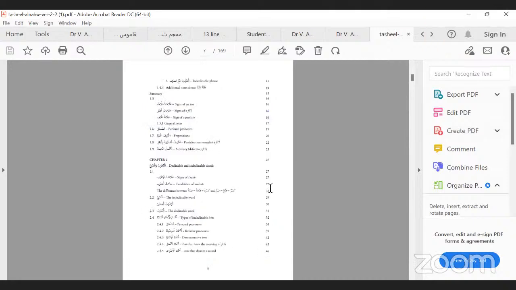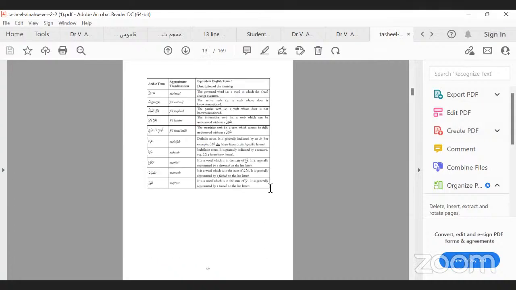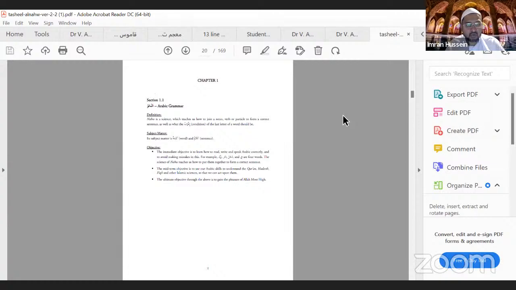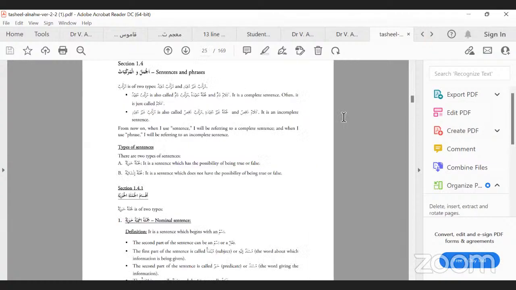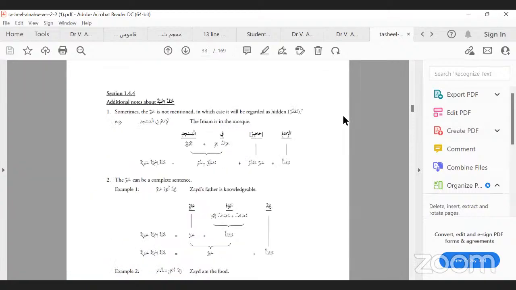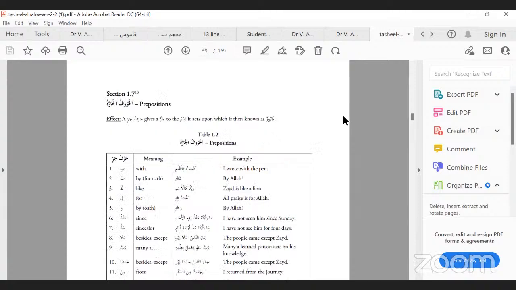In Laysa, there's a lam at the beginning. Is that the harf jar, lam? Laysa is part of the word. It's part of it, so it's not the lam of jar. Laysa is part of the word.